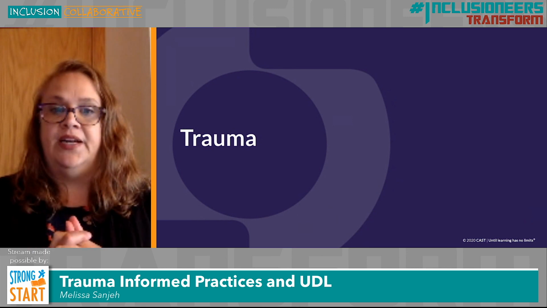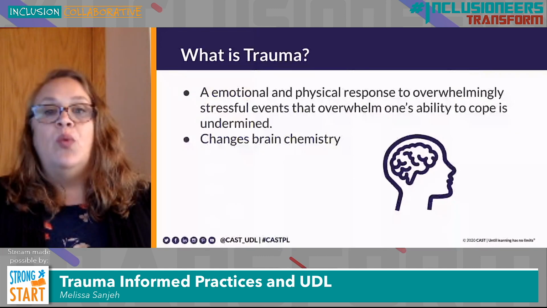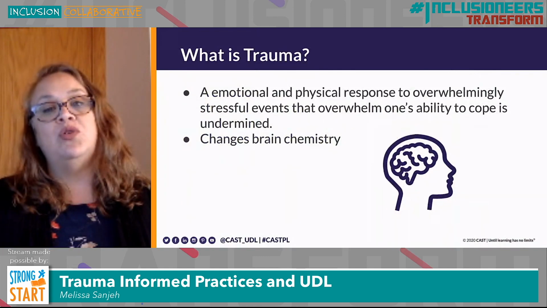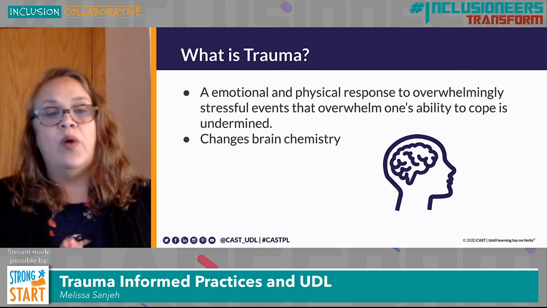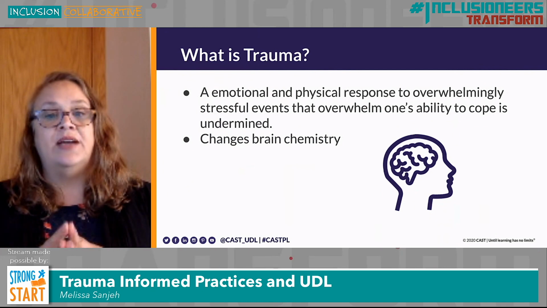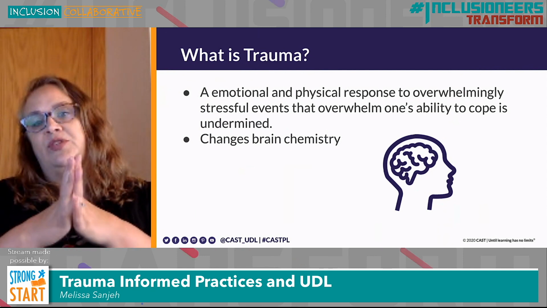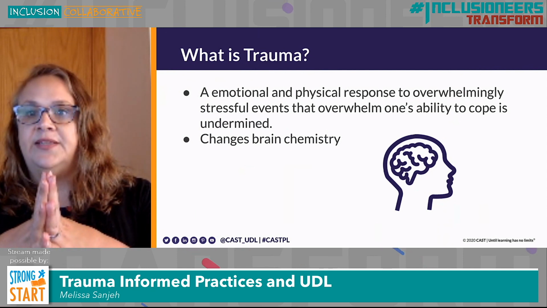Just want to let everybody know we're just going over these broad pieces of trauma. So what is trauma? It is an emotional, physical response to an overwhelming, stressful event that overwhelms one's ability to cope. And it actually reroutes your brain chemistry, so it changes your brain chemistry after such an event.